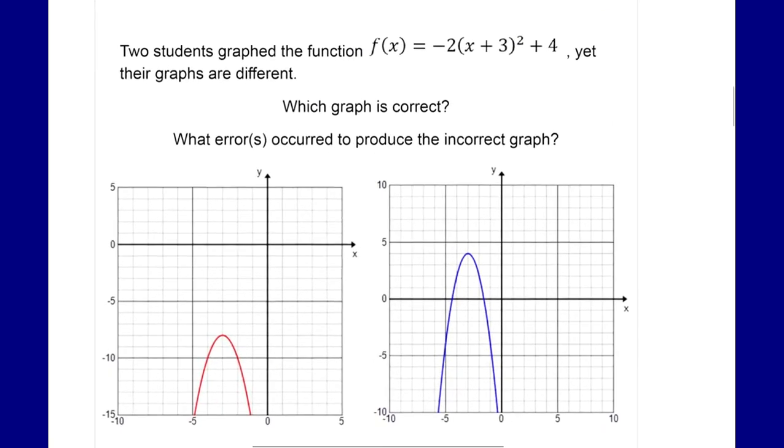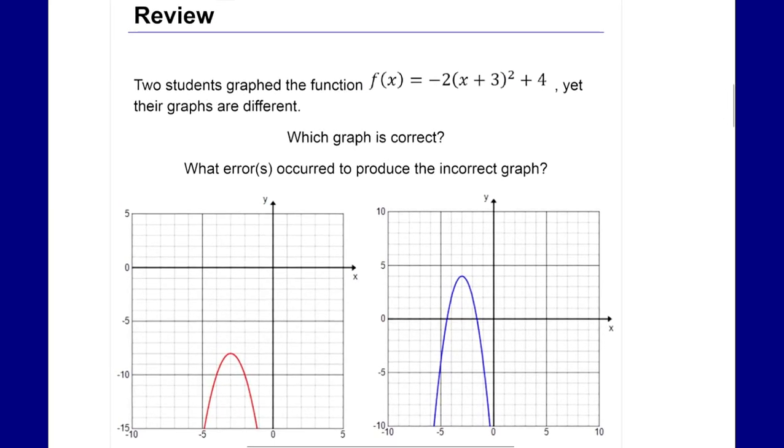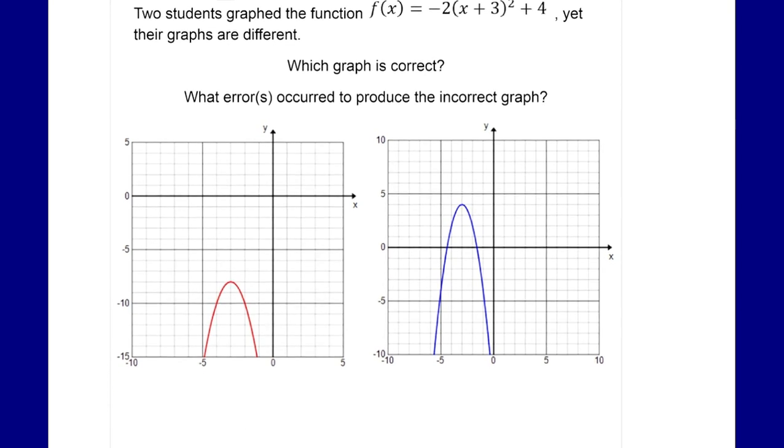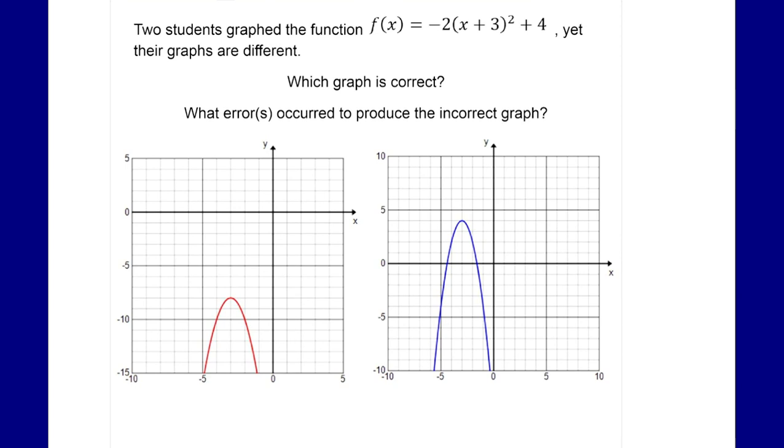So just as a little bit of review, two students graph the function f of x equals -2 times (x plus 3) squared plus 4, yet their graphs are different. Which graph is correct, and what errors occurred to produce the incorrect graph? How might we start this? It might not be easy right away to tell which one is right or which one's wrong. But what we can do is look at our transformations and go from there.